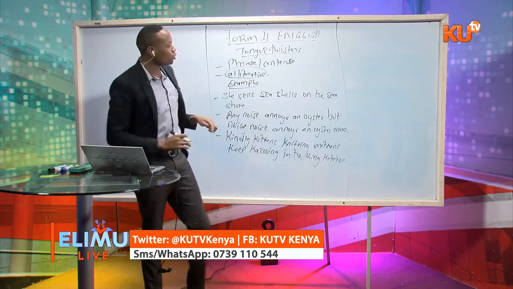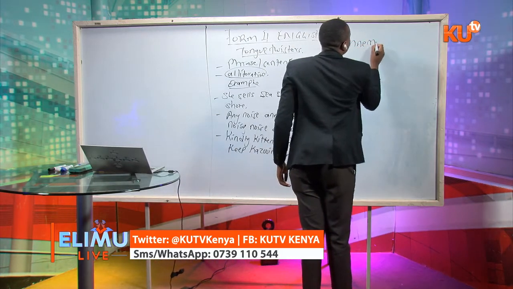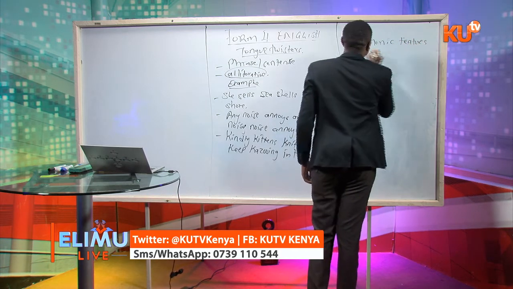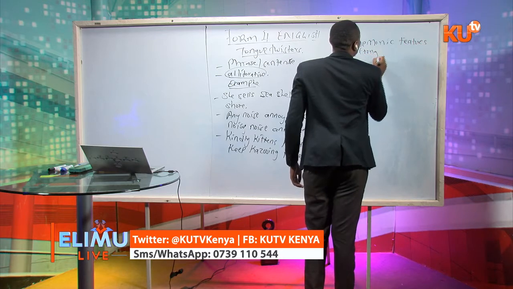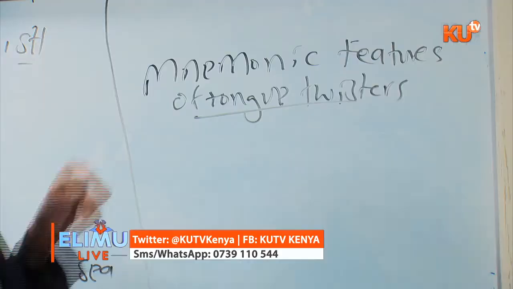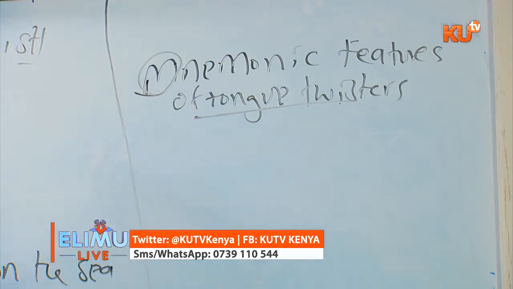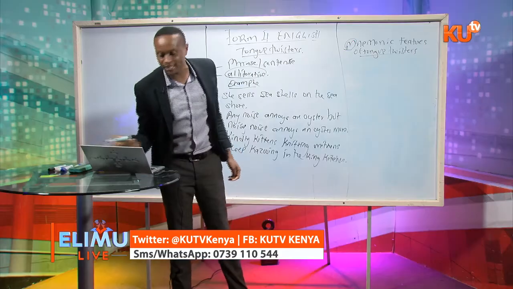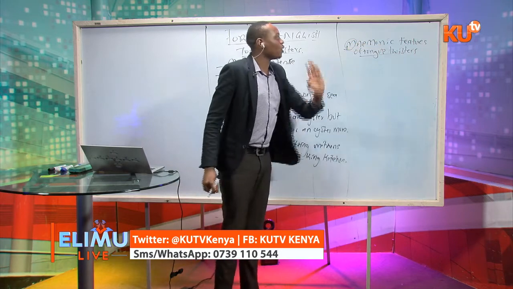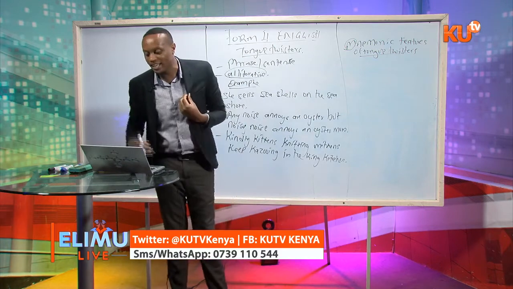So let us look at the mnemonic features of tongue twisters. And another word which means mnemonic, and the M is silent. It is not "mnemonic", it's "nemonic". M is silent. You should note that one, because you might be asked a question and told to identify a silent letter in the word mnemonic. So M is silent.